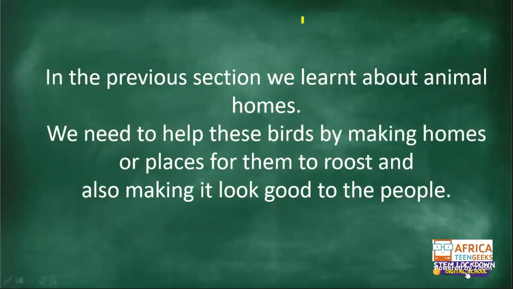Now, in the previous section, we learned about animal homes. Now, we need to help these birds by making homes or places for them to roost and also making it look good to the people.